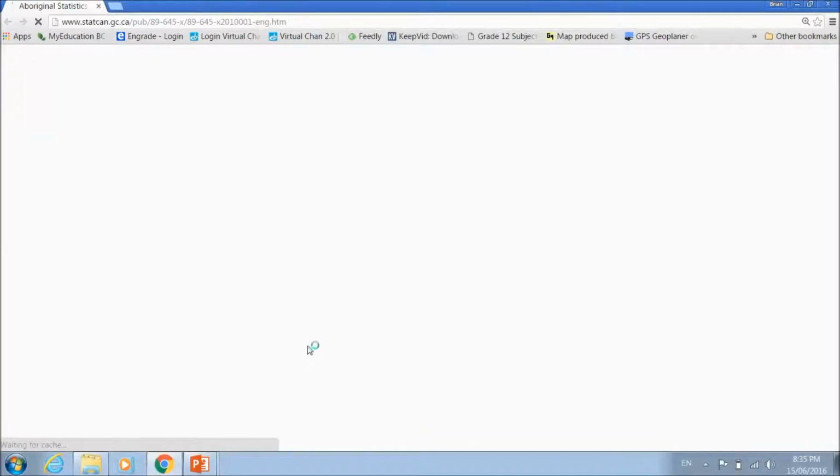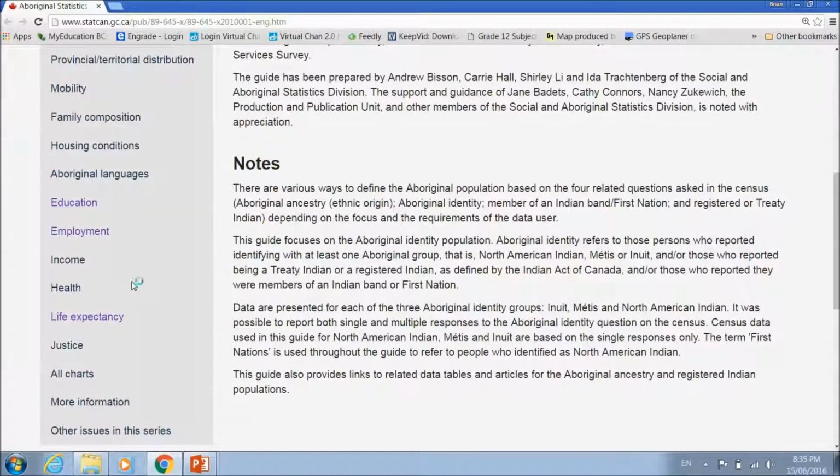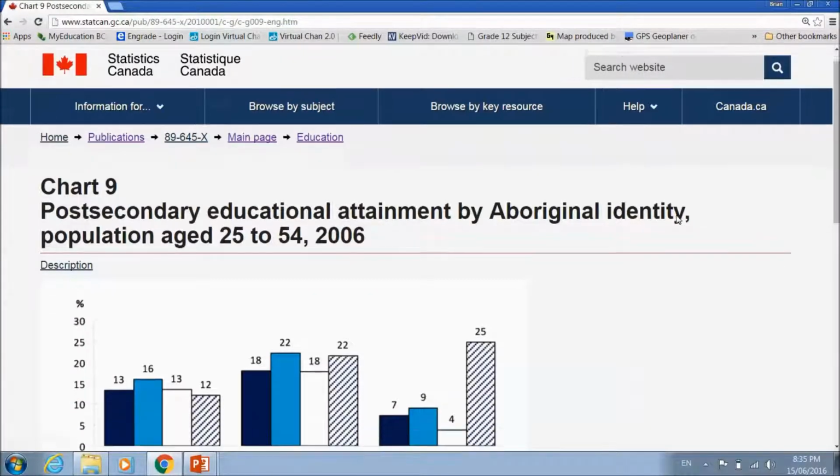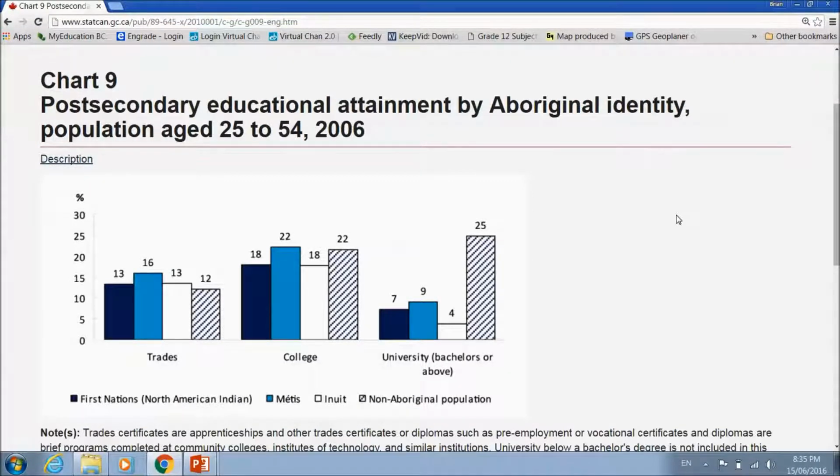So when we take a look at this, I'll just quickly jump down to education. What we'll see here is the percentage of Aboriginal populations aged 25 to 54 that have graduated or attained a certain degree at a certain level. With trades, you can see it's a pretty good number for Aboriginal populations. First Nations 13%, Métis at 16%, Inuit at 13%, in comparison to non-native populations who only have 12% with a trade certificate or a trade diploma.